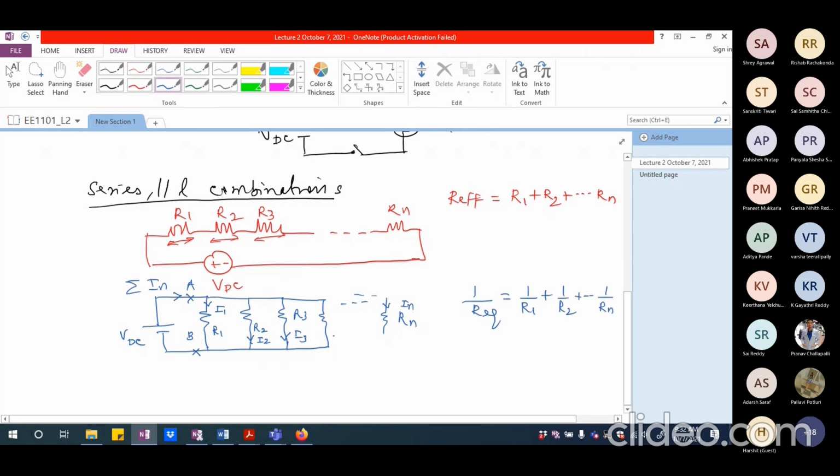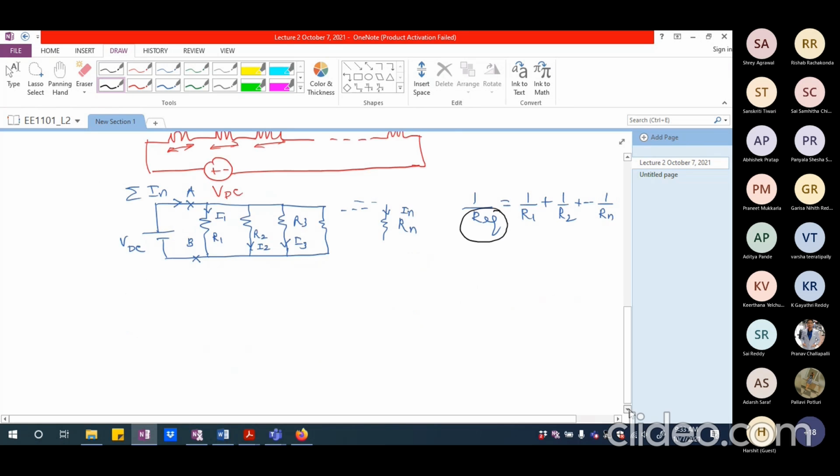So when I make a parallel combination of resistances, the equivalent resistance will be less than even the least of the resistances I have. Similarly, when I make a series combination of resistances, the effective resistance is going to be greater than even the largest of the resistances. That is how it is going to be. I'm sure all of you are aware of this.